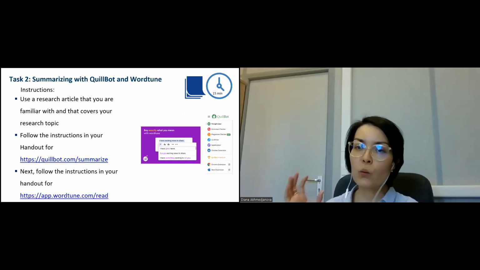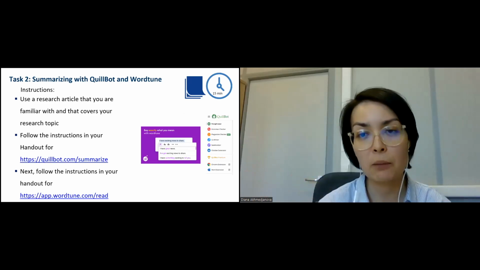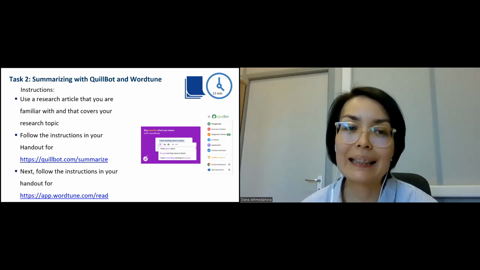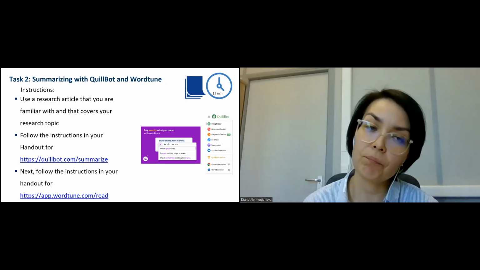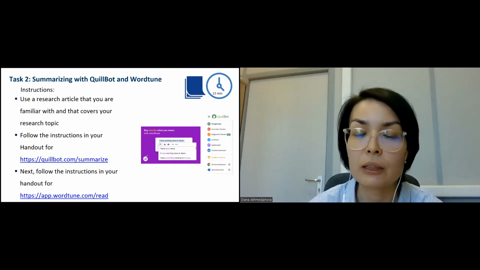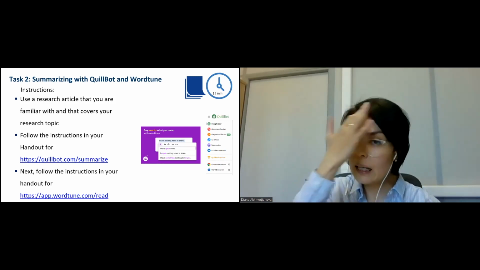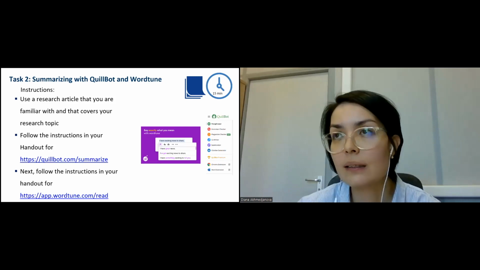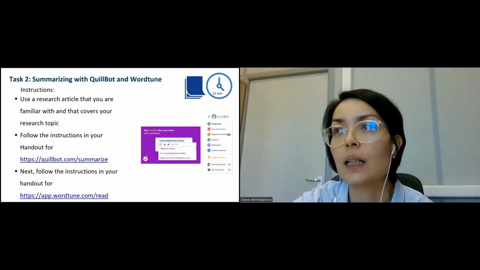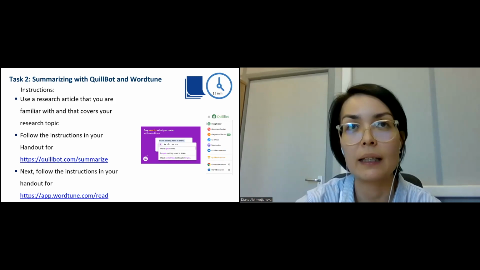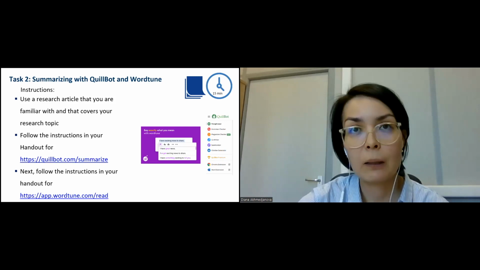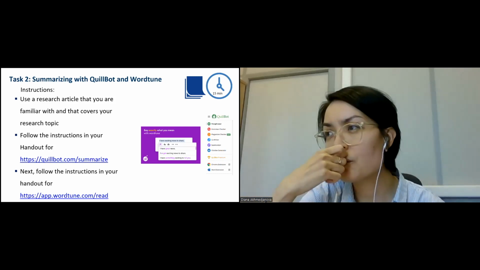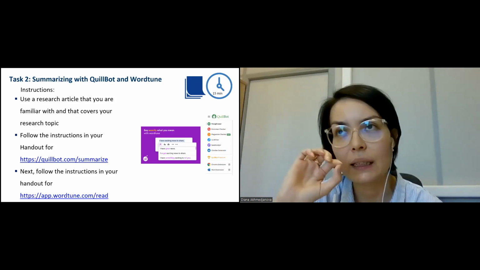Now we will use QuillBot and WordTune for summarizing, okay? And in here, I want you to use a research article in English that you're familiar with and that covers your research topic. Again, with QuillBot and WordTune, the free versions have a limit, right? It depends. With QuillBot, I guess it's more than 200 words. I don't remember the details now.